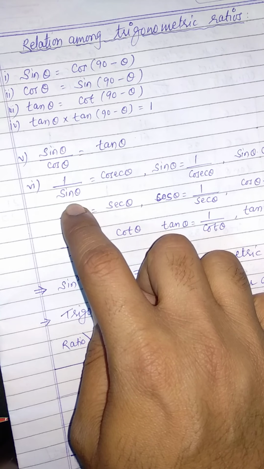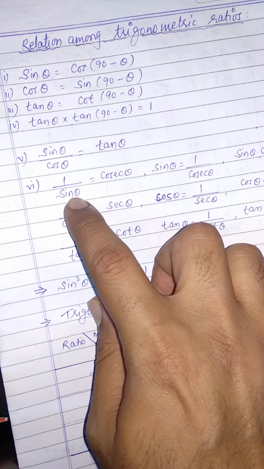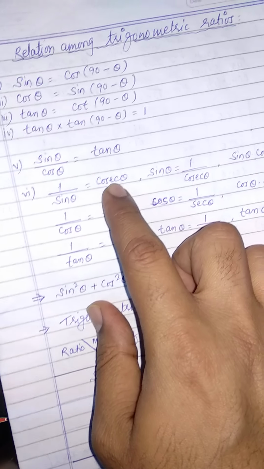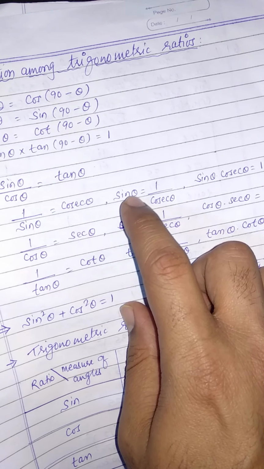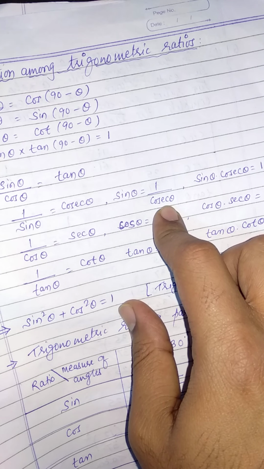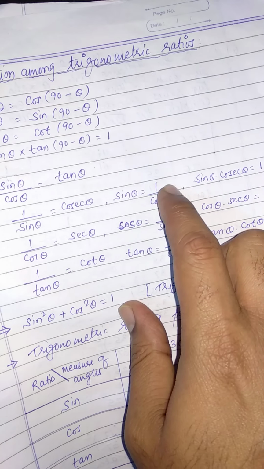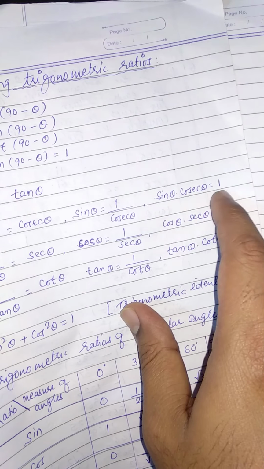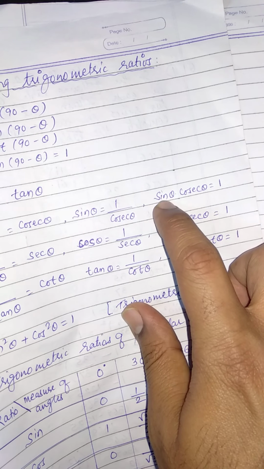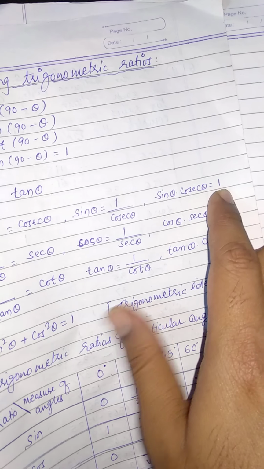1 upon sin theta is equal to cosec theta. So sin and cosec, they are reciprocal of each other. So I can also write the same formula as sin theta is equal to 1 upon cosec theta. If I multiply sin theta into cosec theta, I will get 1. So you can also write this formula like this: sin theta multiplied by cosec theta equals 1.